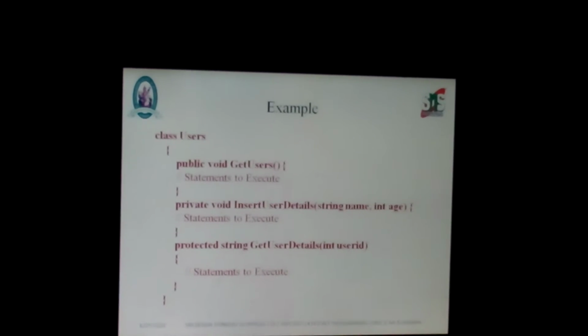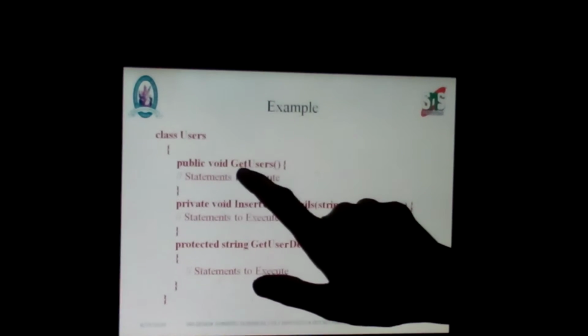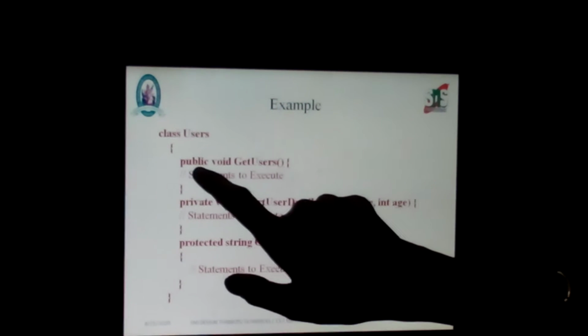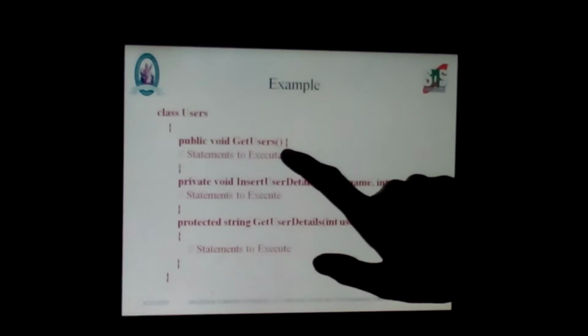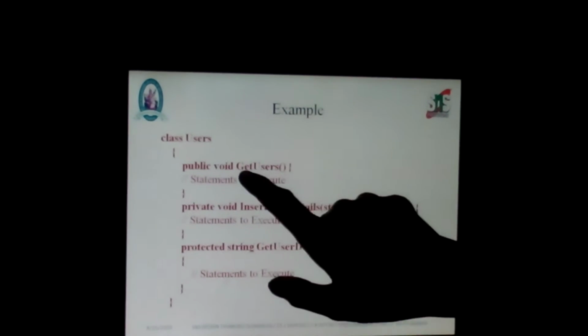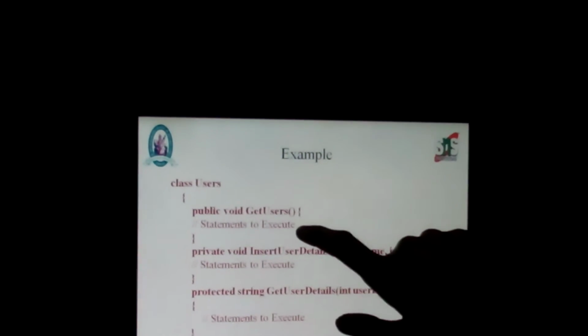Example for method: class name here is Users, and then public void GetUser. Public is the access specifier, void is the return type, and GetUser is the kind of method we are going to create here. Here there are no parameters. So whenever you call this particular method, this particular statement is automatically executed.